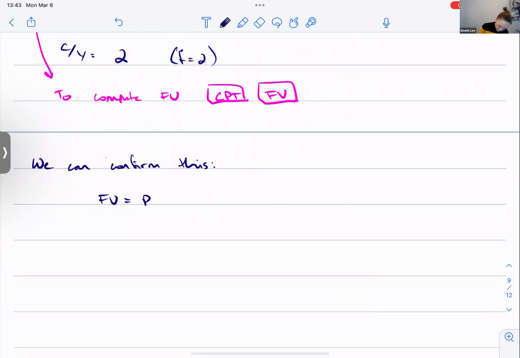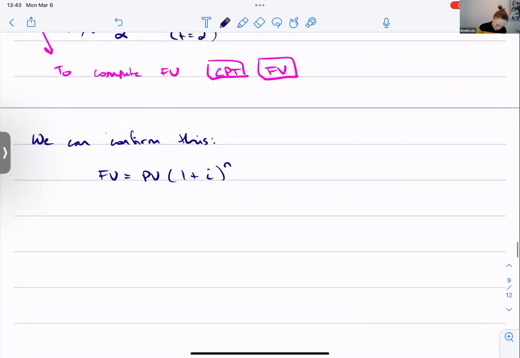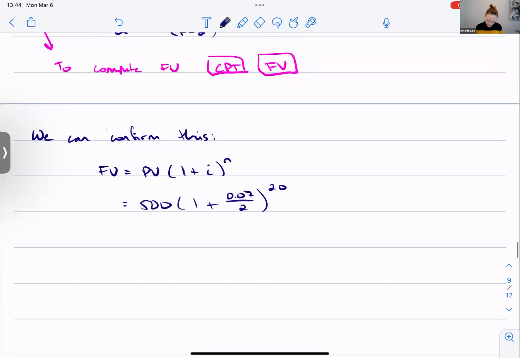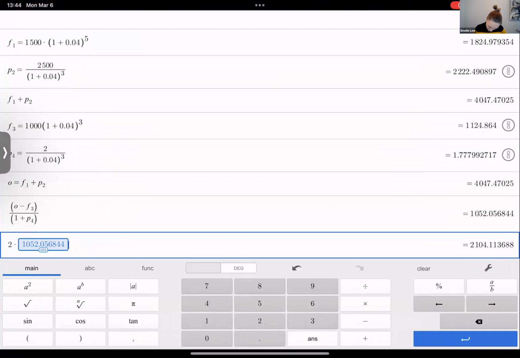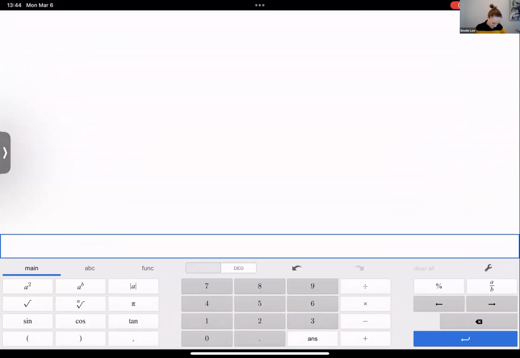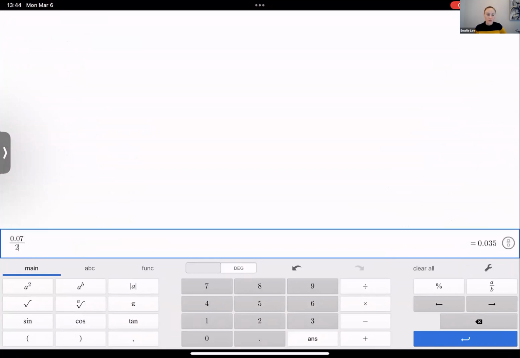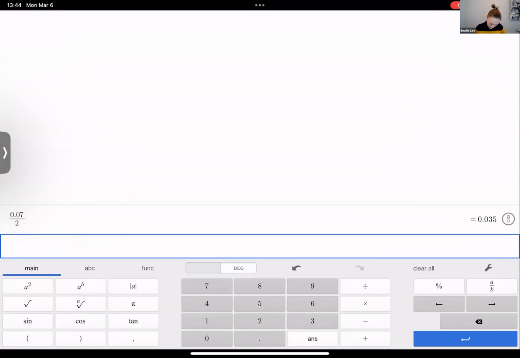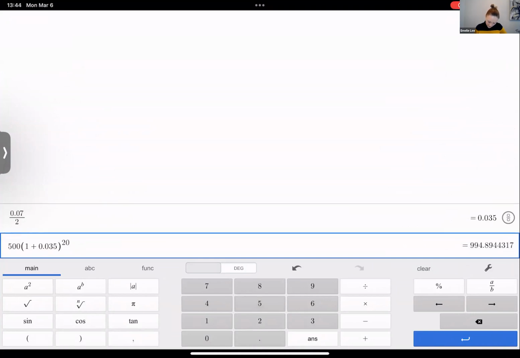The future value is the present value times 1 plus I to the power of n. I have all these things except for I. So the future value is $500 times 1 plus, and I'm going to get sneaky here, I'm going to do R over F inside. So 0.07 divided by 2, to the power of 20. Let's use this one, clear all. 0.07 divided by 2 is 0.035. Okay. And I have 500 times 1 plus 0.035 to the power of 20 compoundings.